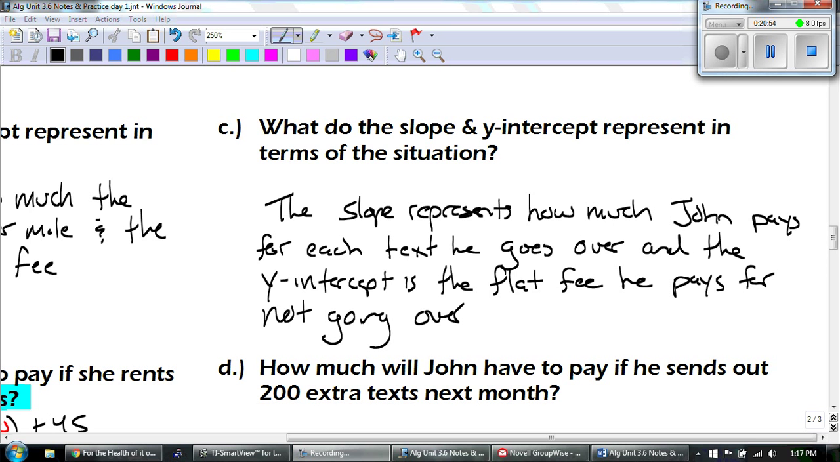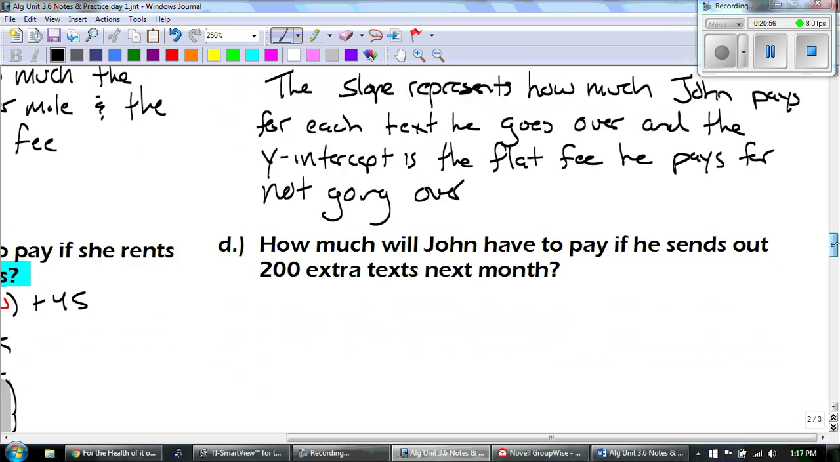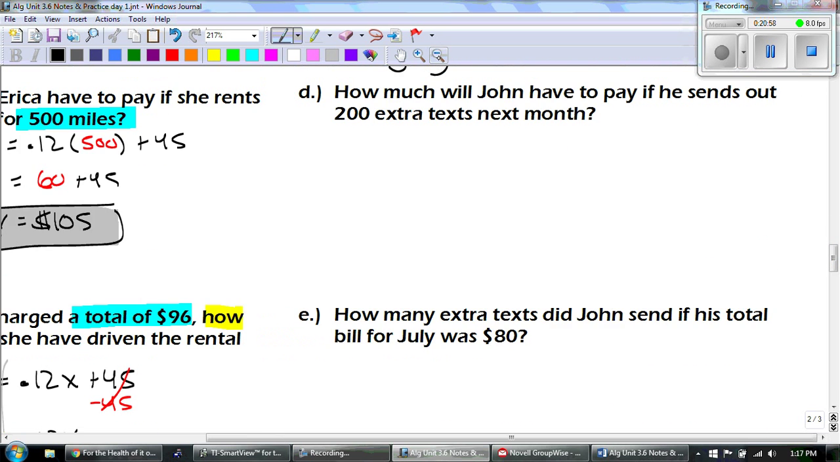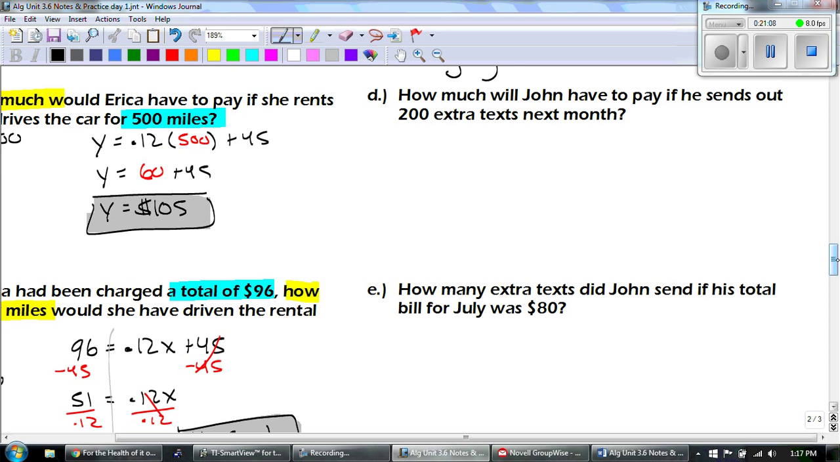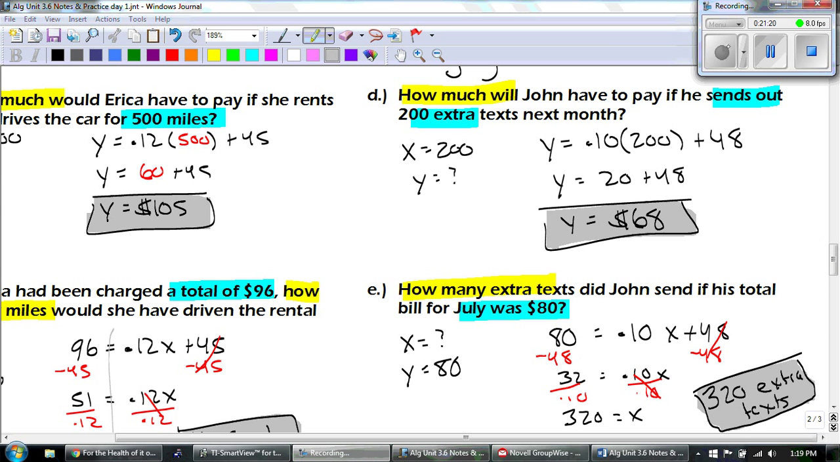Okay? Now, D and E, you guys are going to do on your own. So go ahead and pause the video, and you're doing both of those on your own. Good luck. Okay, so there's all my work. For D, the total cost would have been $68, and E, we found out that he sent 320 texts.